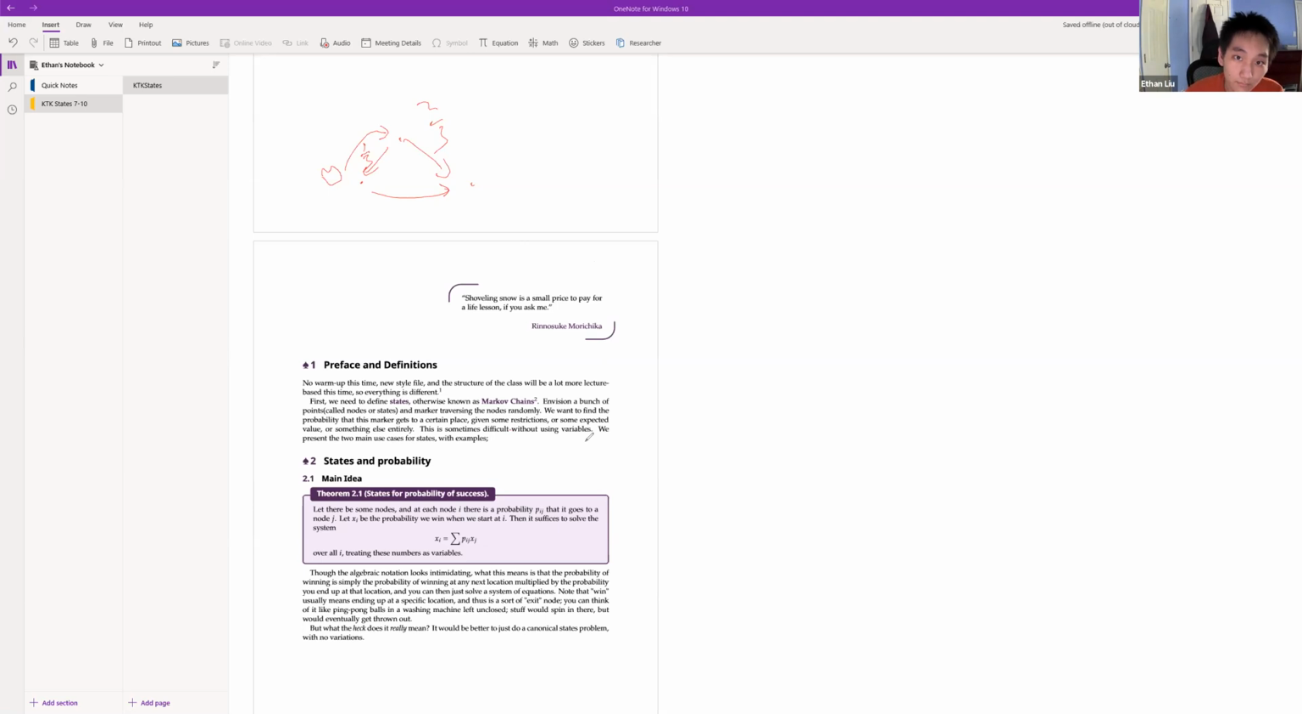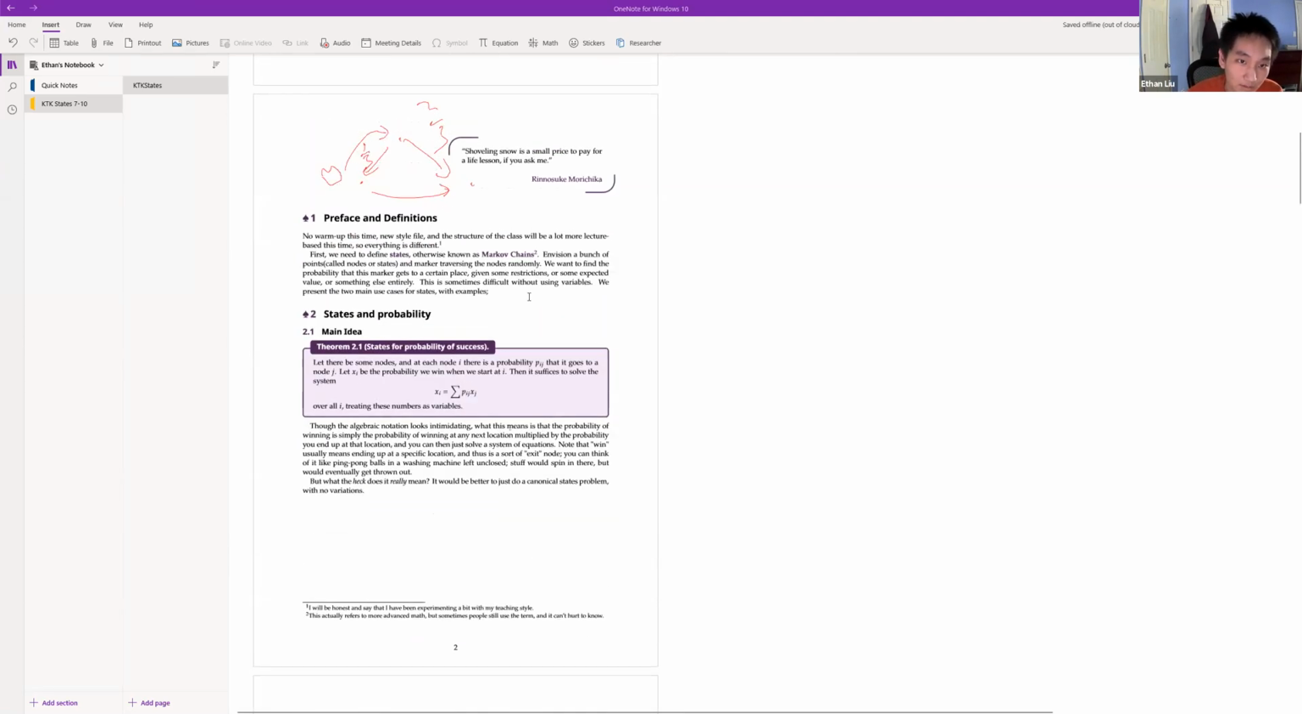So I don't know what happened, but okay. Wait, oh, I'm doing Zoom annotation. That's not what I intended. Okay. Goodbye. I'm going to clear that. But I was trying to do this.